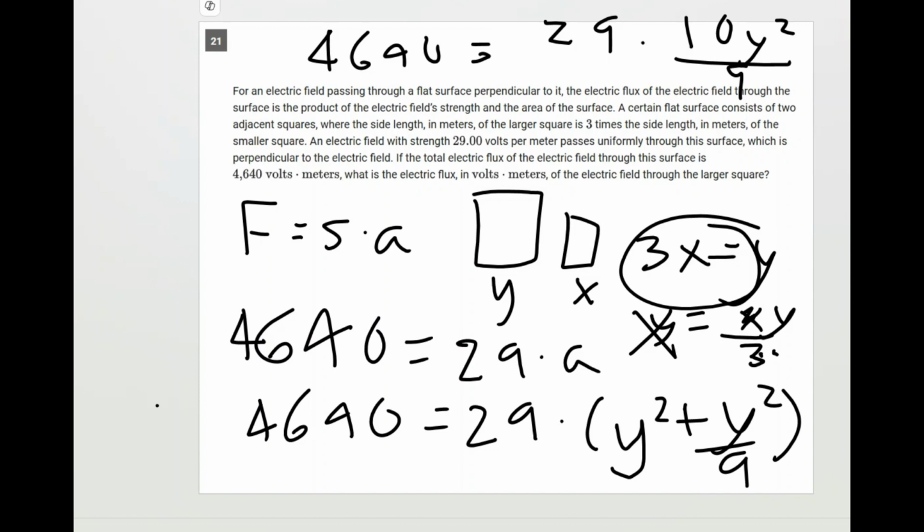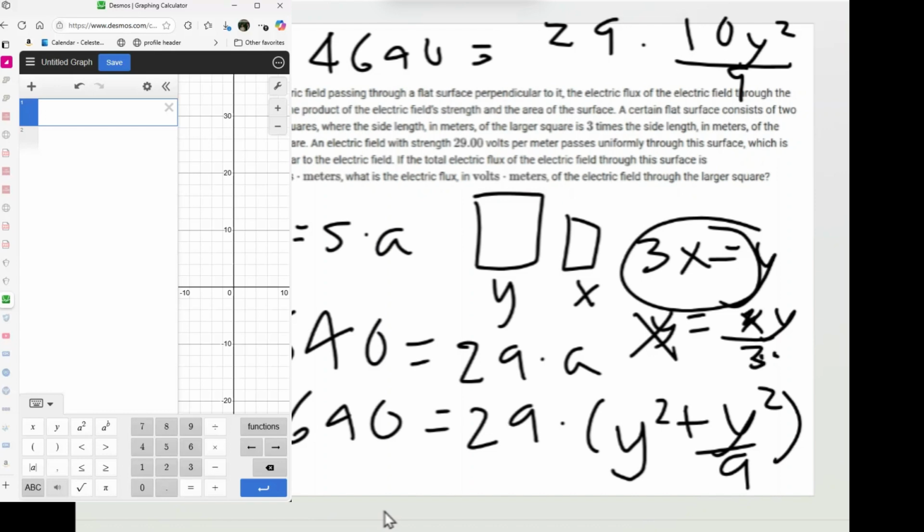Okay, and let's see what Desmos has to say that y squared would be. Plug that in. 4,640 equals 290. Just multiply that out really quickly. Squared by 9.